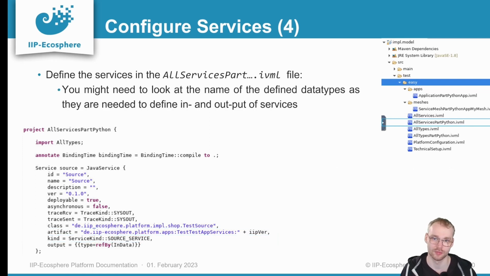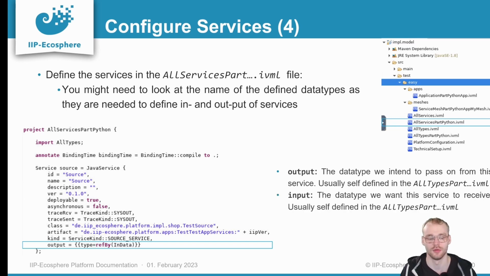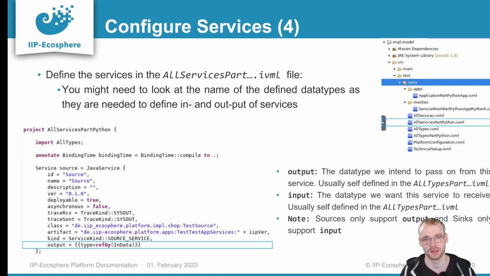Now, to define input and output, you might need to look at the data types you've defined in the first part. Output is the data type the service passes on. So after processing, in a source service, we already have an output because it only passes on data. Input would be right below or right above it, looking the same with another data type. It's the data type that's passed into the service from another service. Sources only have output data as they pass data on, sinks only have input data as they take data and the process ends there. Transformers have input and output data as they're in the middle of the process somewhere.